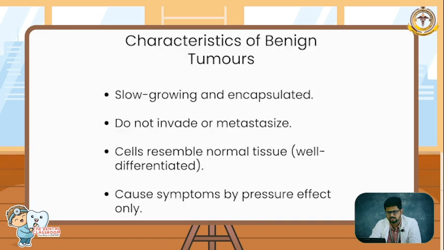Characteristics of benign tumors: they are usually slow growing and encapsulated, and do not invade or metastasize. The cells resemble normal tissue, that is, well differentiated, and they commonly cause symptoms by pressure effects only.